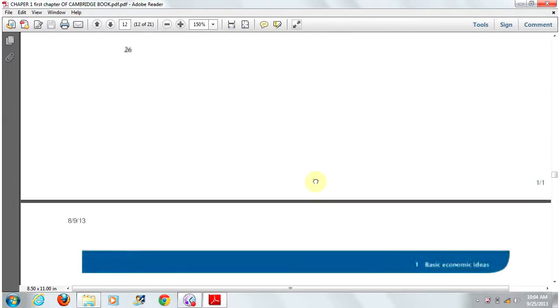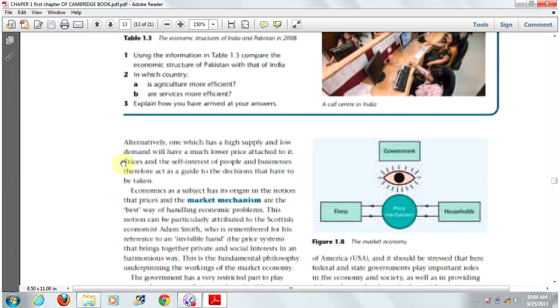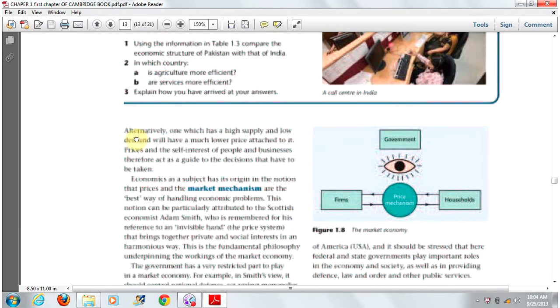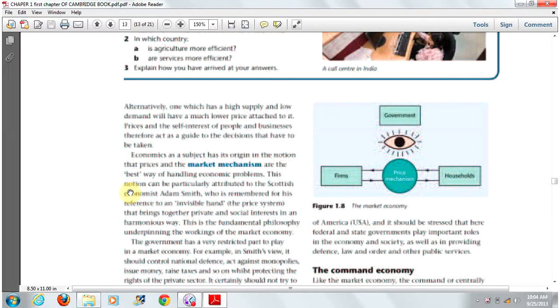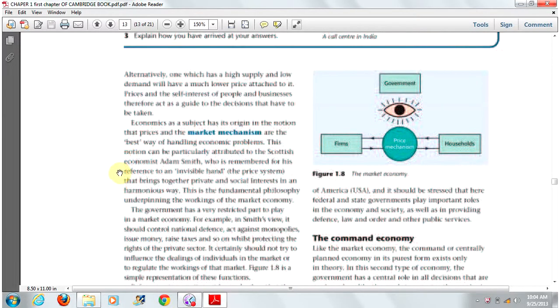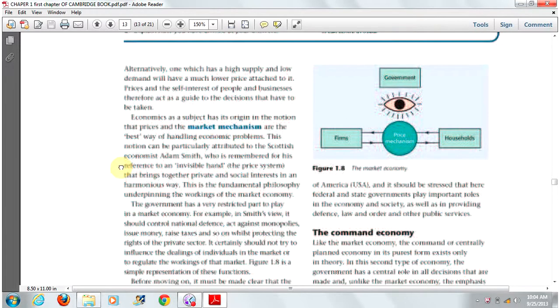Prices, in the self-interest of people and businesses, therefore act to guide the decisions that have to be taken. Economics as a subject has its origin in the notion that prices and the market mechanism are the best way of handling economic problems. This notion can be particularly attributed to the Scottish economist Adam Smith, who is remembered for his reference to an invisible hand, the price system, that brings together private and social interests in a harmonious way. This is the fundamental philosophy underpinning the working of the market economy.